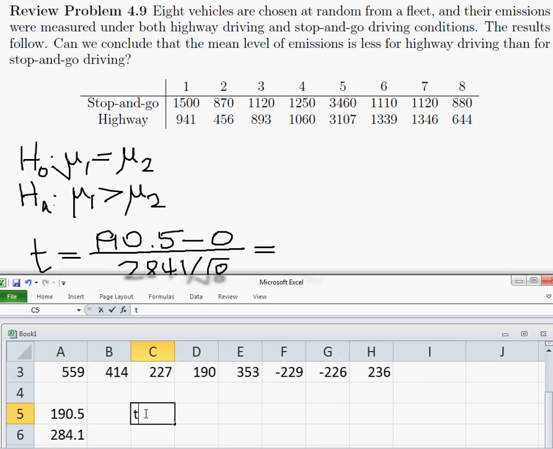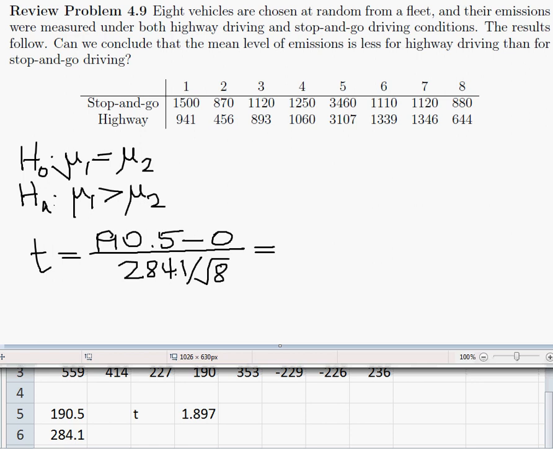And so the t-value will be equal to 190.5 minus 0 divided by the standard deviation over the square root of n. So 1.897. I have 8 different cars that are being tested, and so I have 7 degrees of freedom.